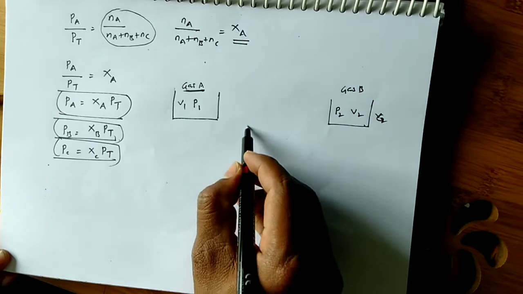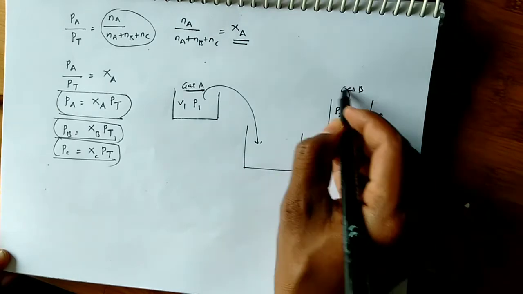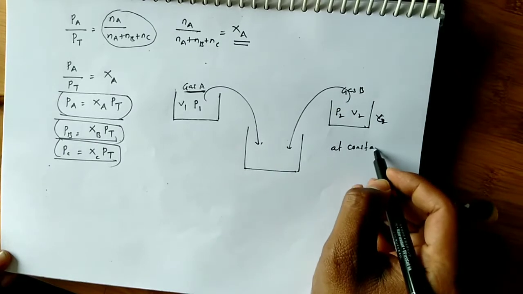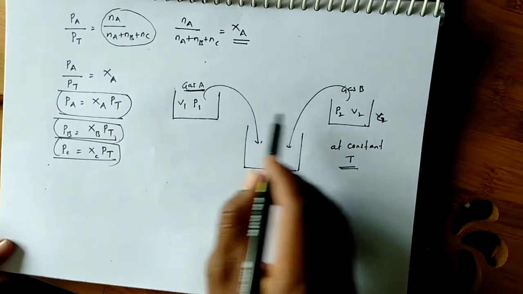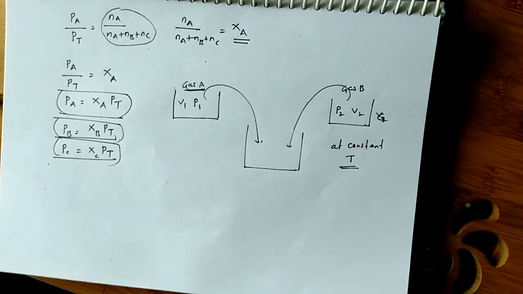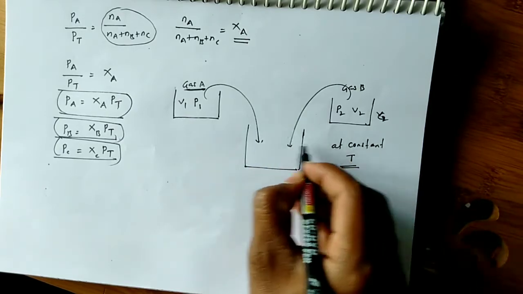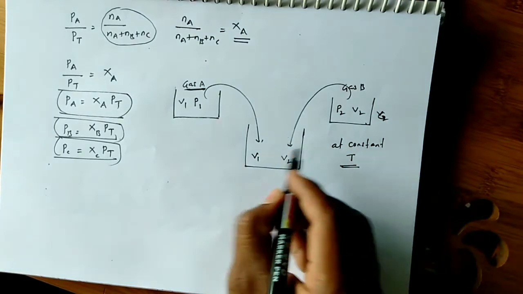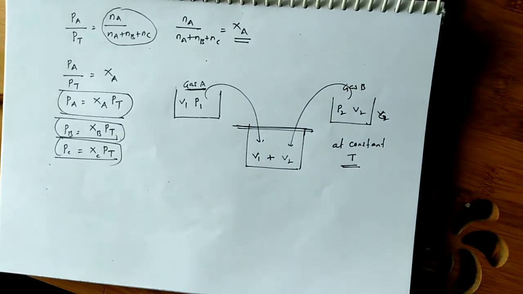So what I did, I have mixed these two non-reacting gases into a big container at constant temperature. When we add these two gases in a container, the total volume, just assume, is V1 volume of gas A and V2 volume of gas B, so total volume V1 plus V2.